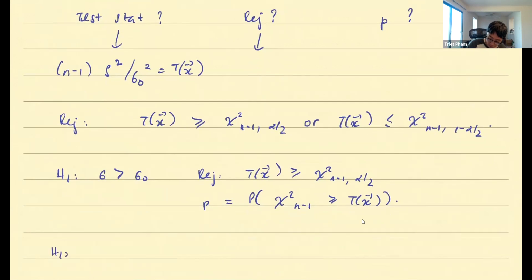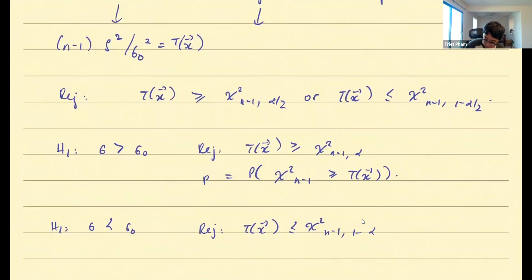If the alternative is sigma less than sigma 0, then you reject when T of X is less than or equal to chi-square n minus 1, 1 minus alpha over, sorry, not alpha over 2, just alpha. And the p-value would be the probability that chi-square n minus 1 is less than or equal to T of X. Are we okay with this?